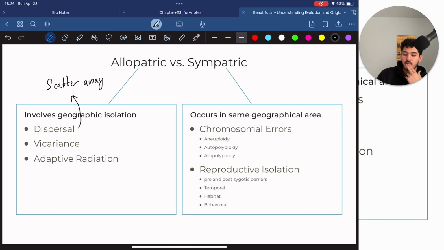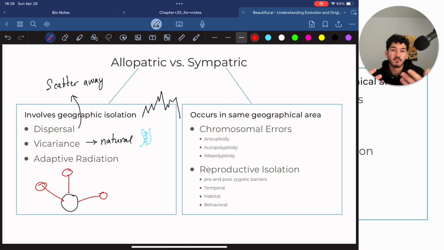Vicariance, this is like a natural barrier that separates them. Some examples would be a river or a mountain range that will end up separating the organism or the species. And adaptive radiation, a good example of this is the Galapagos finches. We had this main Galapagos finch, and when you branch off into the different islands, they adapt and they radiate to suit their survival.